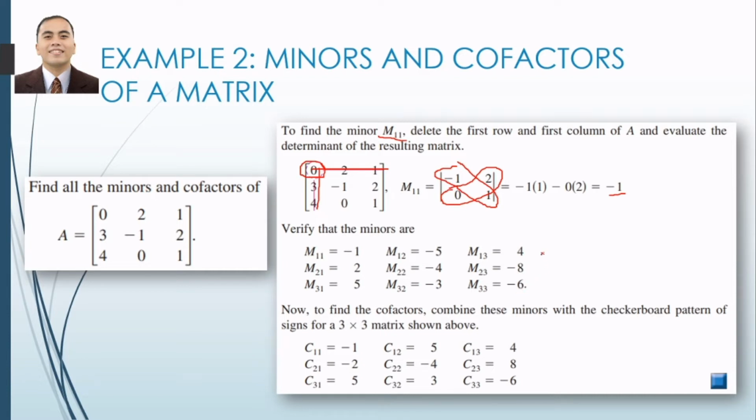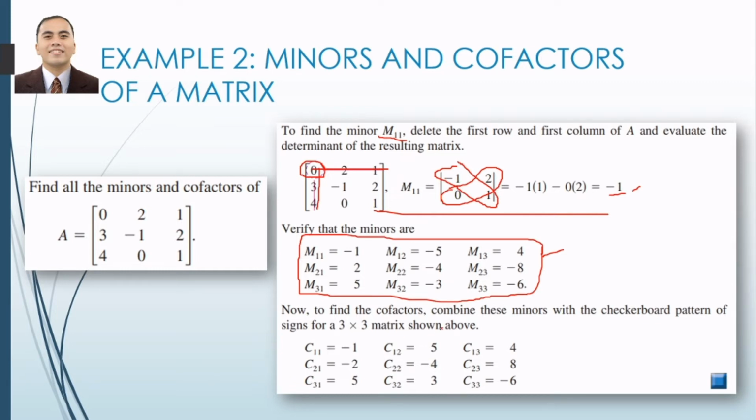So how can we find this one? Let's just follow the steps in the previous example to find all the determinants. Okay, now to find the cofactors, combine these minors with the checkerboard pattern of signs for a 3 by 3 matrix as shown in the last slide.